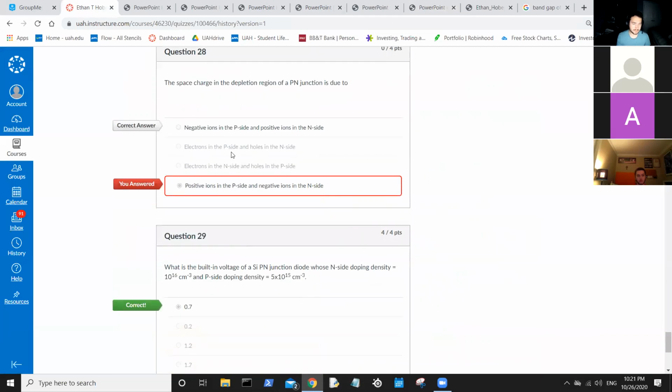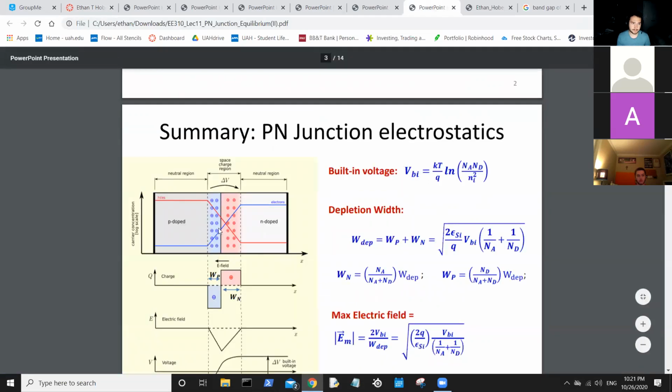So that's just something you need to remember about the space charge region. P is negative, N is positive within that portion.